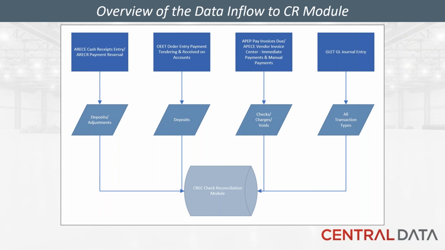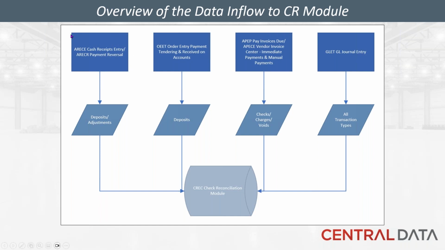And then, of course, GLET, GL journal entry, if I'm doing just a manual journal entry to debit my bank charges and credit my cash, because the bank's got to get their piece too. If I interface those, they will create records in the check rec module, along with the records, of course, that they're posting to the bank account itself. So it's creating that GL transaction, right? The journal entry that's hitting the bank GL account, but it's also creating a record or a transaction in the check rec module.